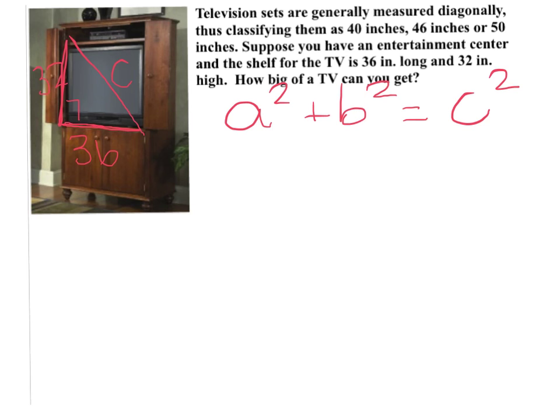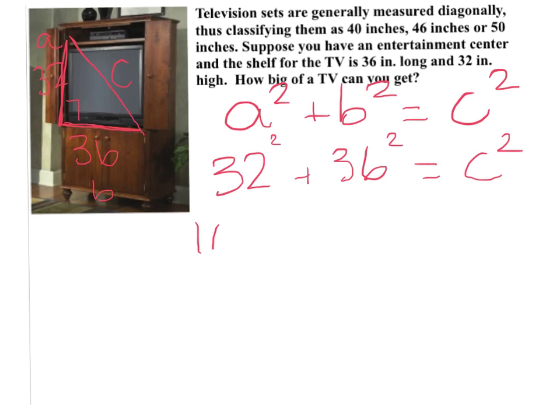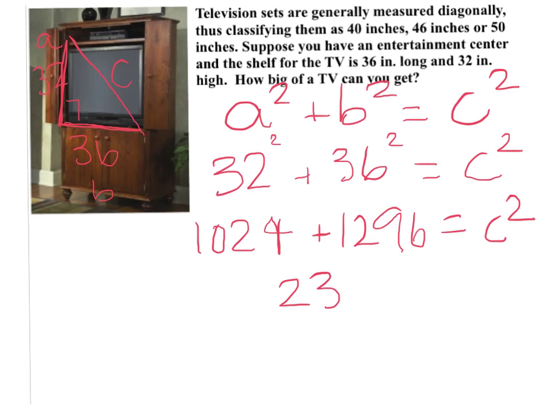All right, to fill this in, I'm going to just label 32 is my side A and 36 is my side B. Those two you could flip around. So 32 squared plus 36 squared equals C squared. When I grab my calculator and I square 32, I get 1,024. And when I square 36, I get 1,296. All right, when I calculate that sum of my A squared plus B squared, I get 2,320. So that equals C squared.